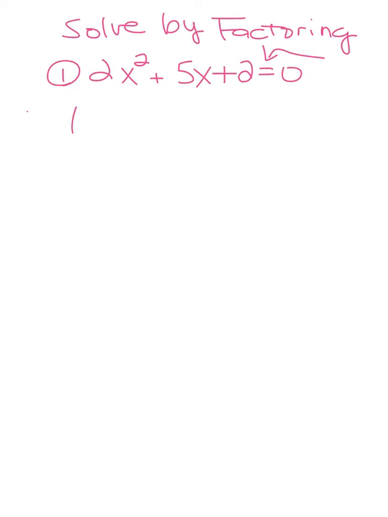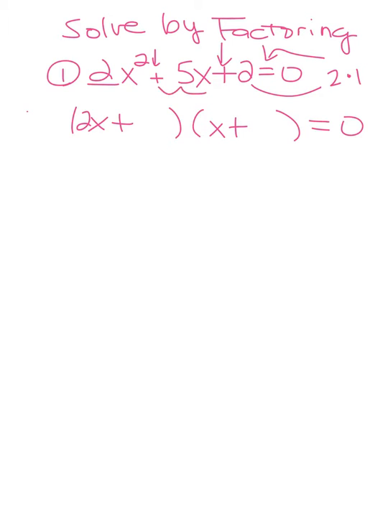I'm going to set up my two sets of binomials. I know the signs are the same. They're both a plus. Factors of 2 I know have to be 2x and x. And then over here I have factors of 2, which is going to be 2 times 1. So I need to work together to try to find something that gives me 5. So my 2 will go here, my 1 will go here.